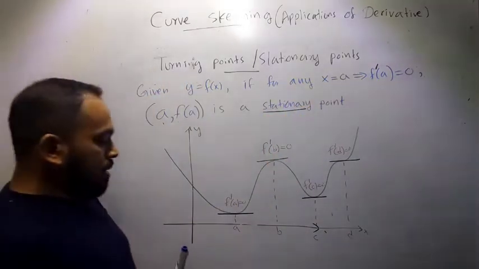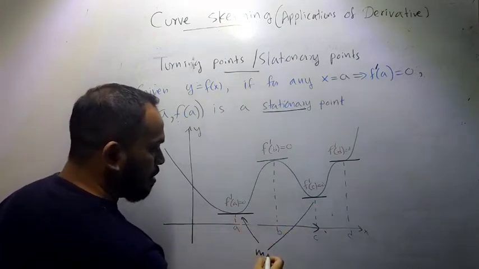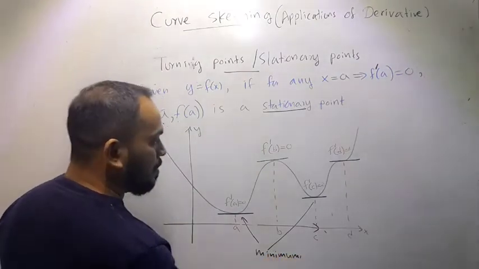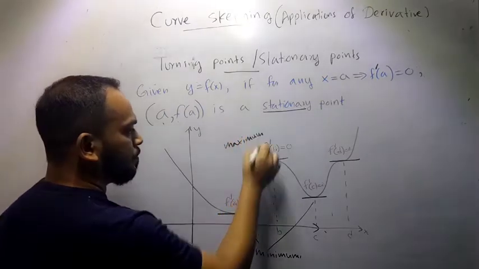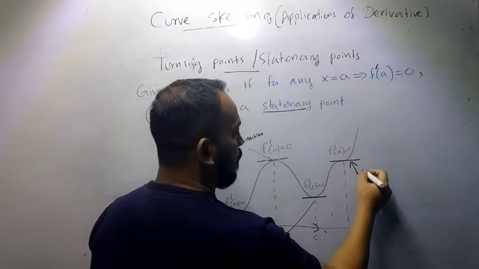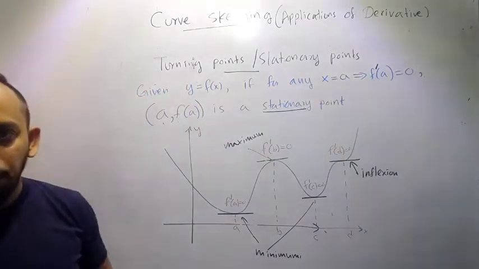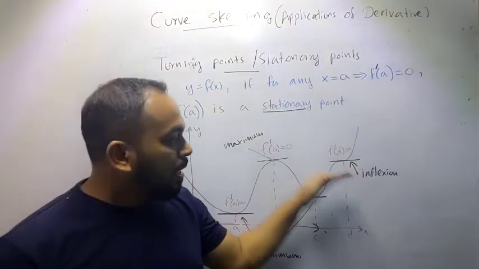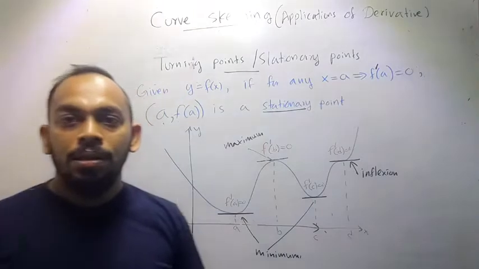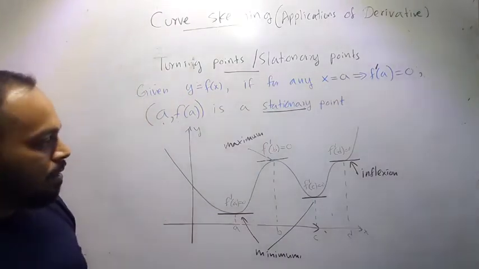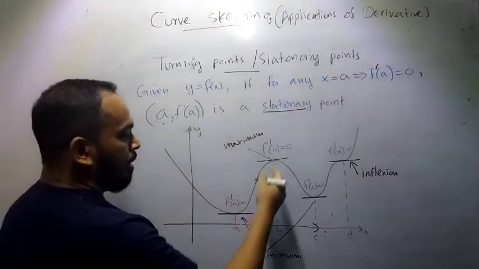Okay. So in general, these two are called minimums, and this is a maximum point, and this is called a point of inflection. We can have it the other way, like this, also a point of inflection. Right.